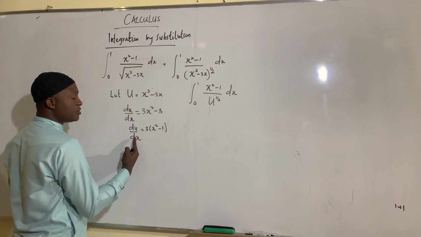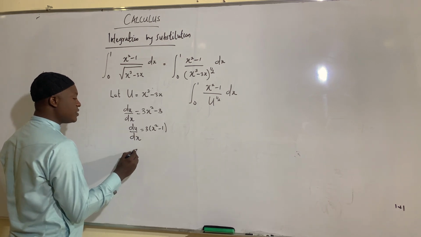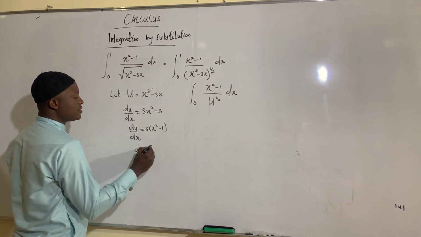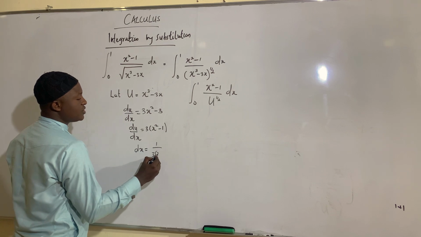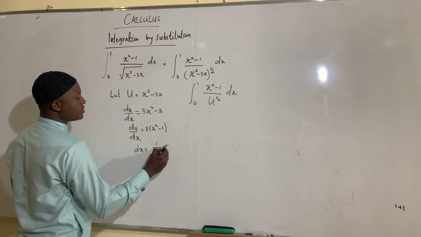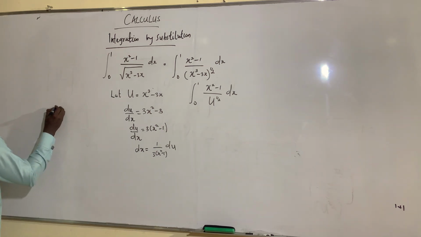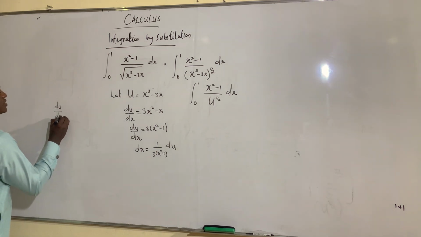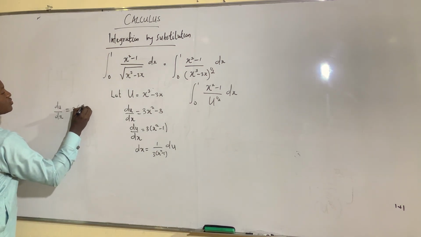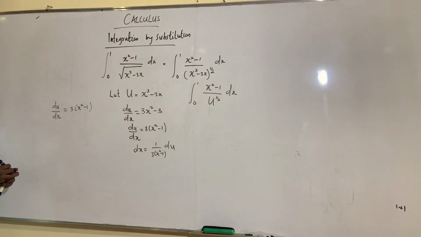So what we are interested in is to find our dx. If I make it the subject, that means that we have dx equal to 1 over 3 of x squared minus 1, du. I hope you get those steps. Now, normally, what we have is du/dx equal to 3 of x squared minus 1. So I want to make my dx the subject.